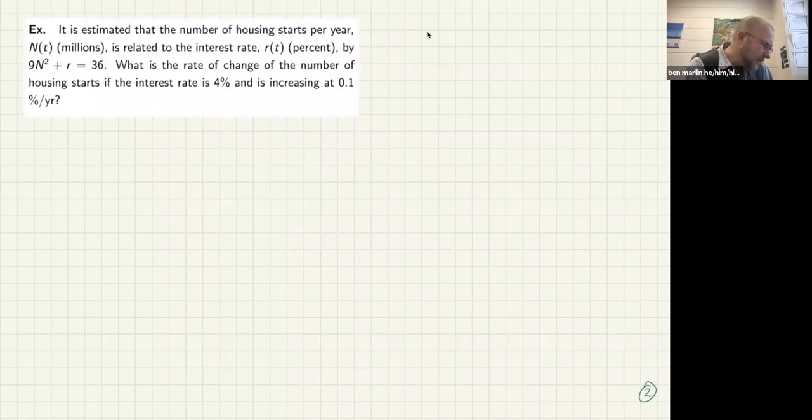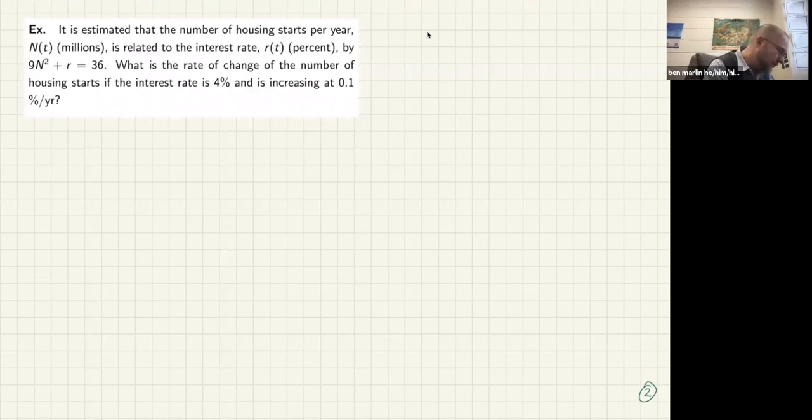It's an estimate that the number of housing starts per year in n, keep in mind that this is in millions of housing starts, is related to the interest rate r in percentages. Now it's saying percentages means it's not a decimal, okay? By 9n squared plus r equals 36. So we're going to figure out the rate of change of the number of housing starts if the interest rate is 4%. And it's increasing at 0.1% per year.